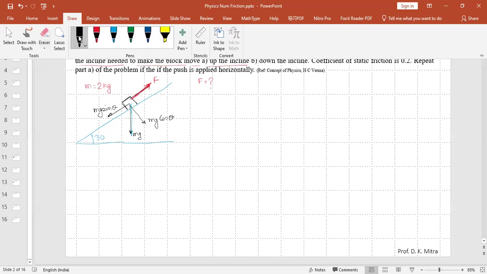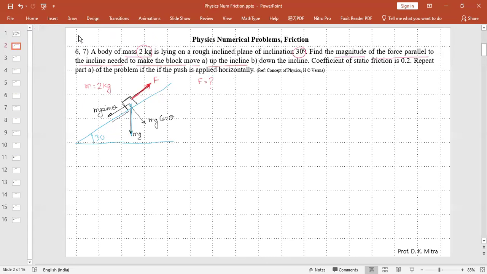Since we are trying to pull it upward, there will be a downward frictional force f. We just have to play with these few forces. Now, let's not forget, there is a reaction force R. R will be equal to mg cos theta, right? So first we start from here.